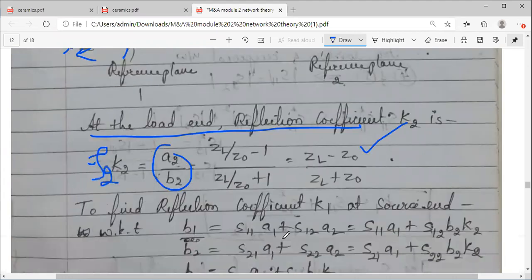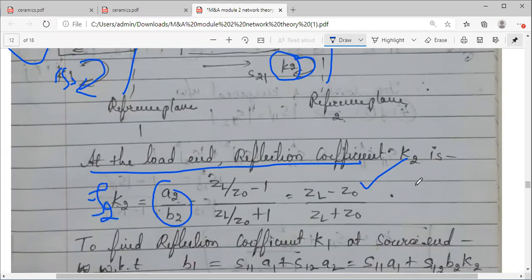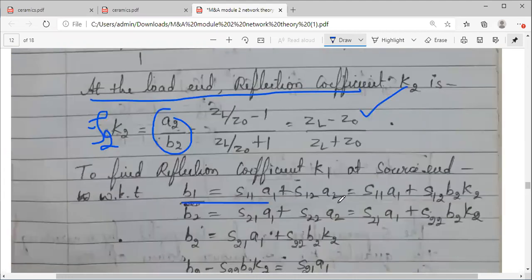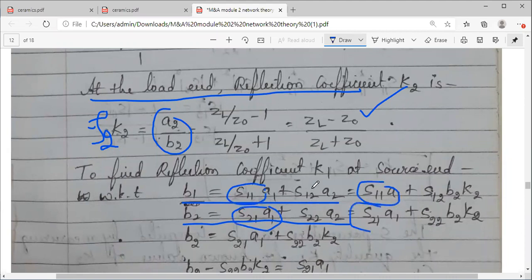Now to find the reflection coefficient K1, at port 1, what I will do, I will start with these two equations, B1 and B2, which you know, for a two-port network: B1 is equal to S11A1 plus S12A2, B2 is equal to S21A1 plus S22A2. So what I will do here, the first term I will keep as it is in both the equations. First term as it is, second term, I will also keep as it is.